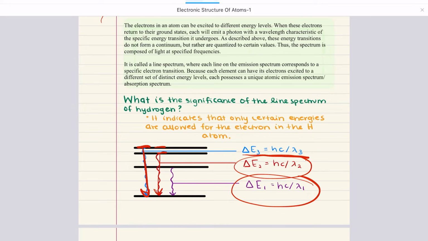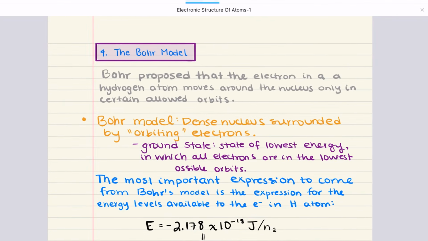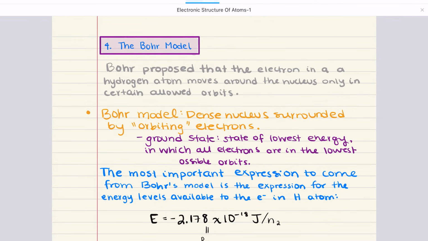With that, let's move into our fourth objective on the Bohr model. In 1913, Niels Bohr introduced his model of the hydrogen atom. He suggested that an electron in a hydrogen atom moves in a circular orbit around the nucleus, and that these orbits correspond to certain fixed energy levels. The stability of these orbits contradicted classical physics, though, which would predict a collapse of the atom due to the spiraling in of the electron.